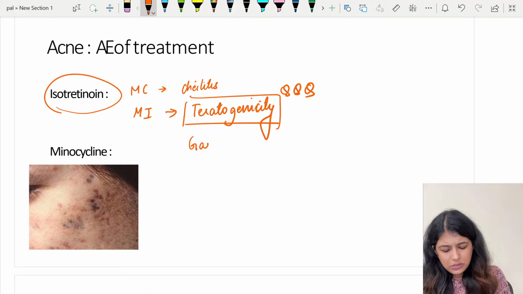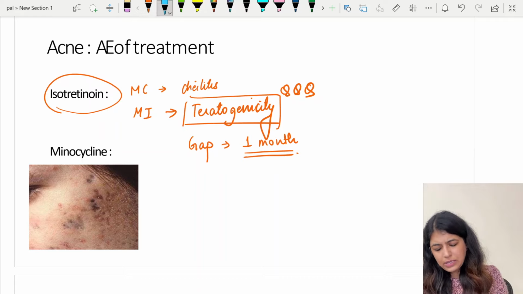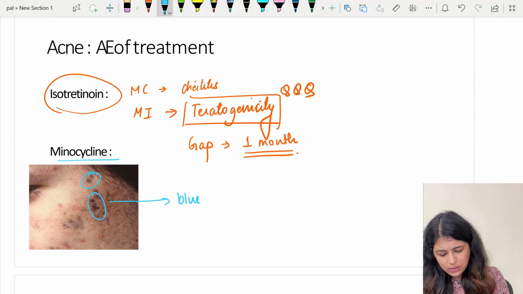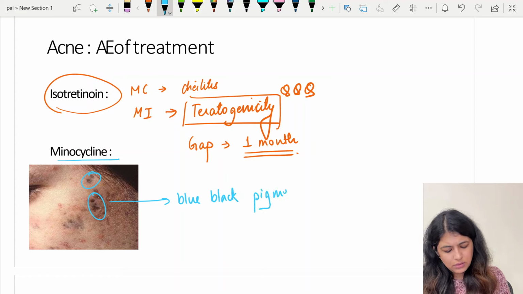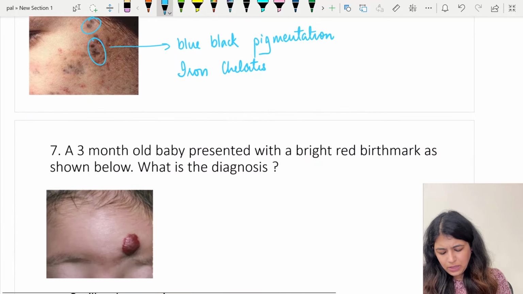On stopping the drug, there has to be a gap of 1 month between stopping and planning of pregnancy. Now, another drug that has an important side effect is minocycline, where you see this typical blue-black pigmentation in the acne scars happen because of iron chelates in the skin. So these are two important drugs with risks that you should know.